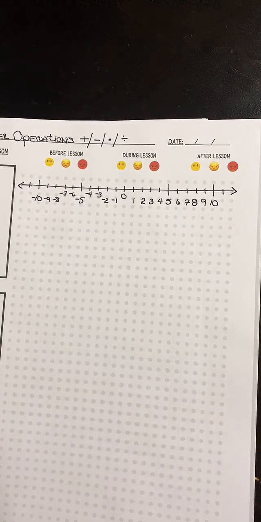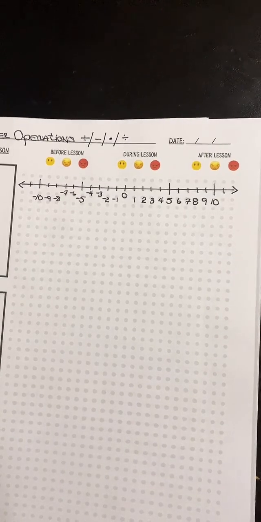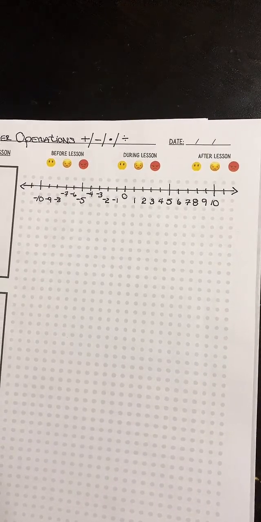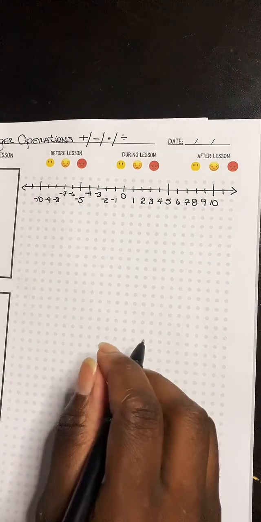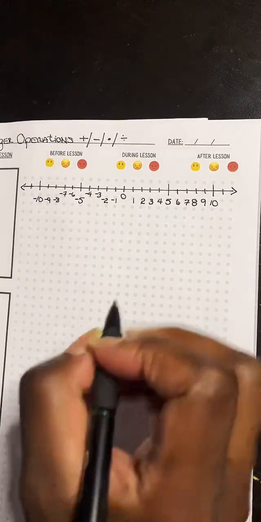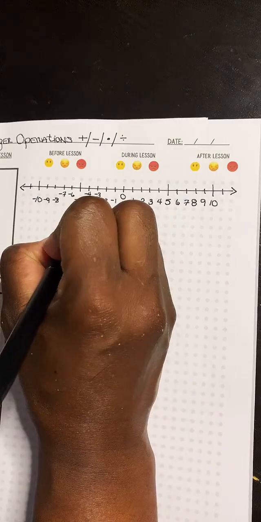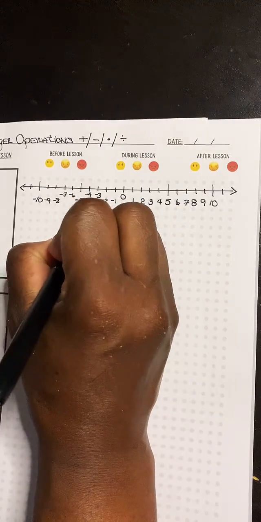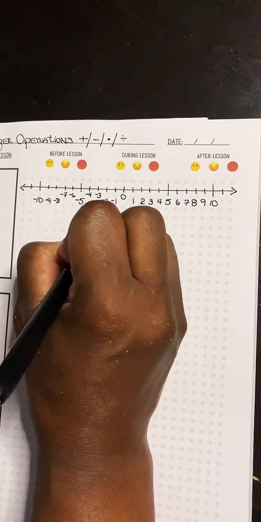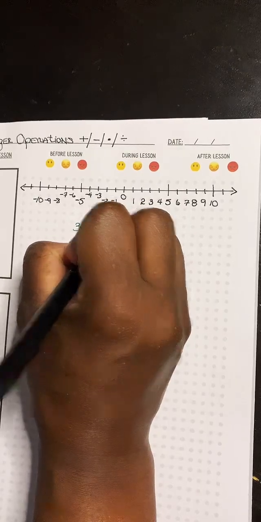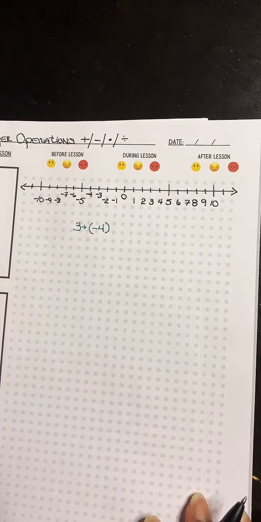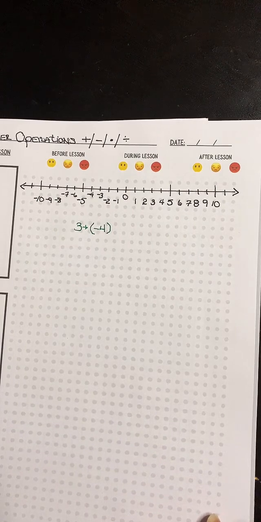So I'm going to be using a pencil for some of our jumps, and then I'm going to write down what our expressions are. So let's say we have 3 plus a negative 4. And I know when I do these operations, I always refer to money, but I want to show you what is actually happening.